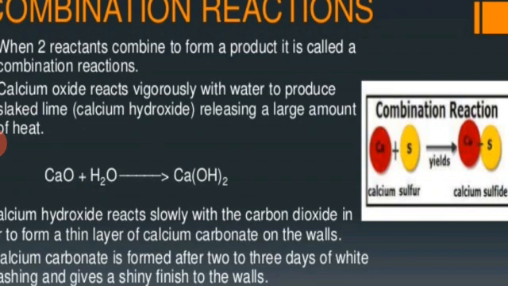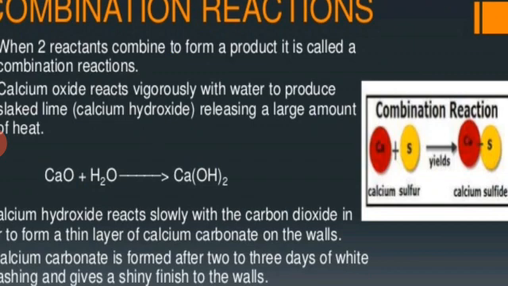I repeat myself, when 2 or more reactants combine to form a single product, it's called a combination reaction. As the word says, combination means combining. For example, calcium oxide, it's quicklime. When it is dissolved in water, it forms calcium hydroxide. Calcium oxide reacts vigorously with water.